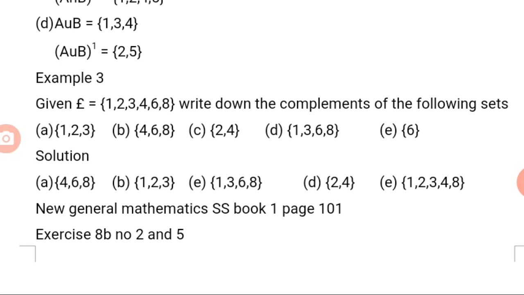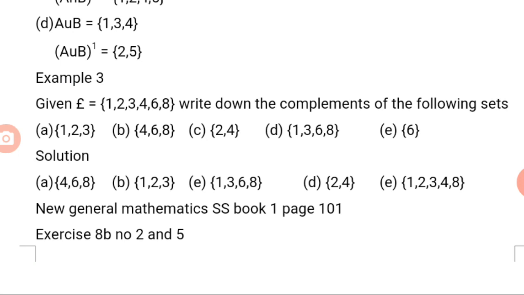So my dear students, try as much as possible to look at New General Mathematics SS Book 1. Go to page 101. Look at exercise 8B. Attempt number 2 and 5 there. Is that clear? And submit it. But there are many other questions under it also. Try as much as possible to attempt it.